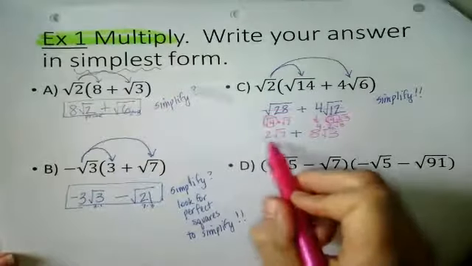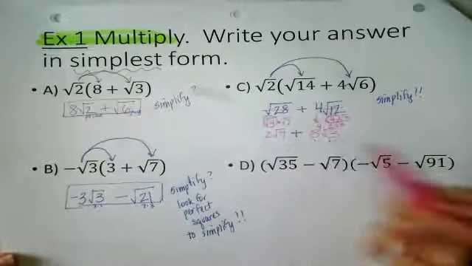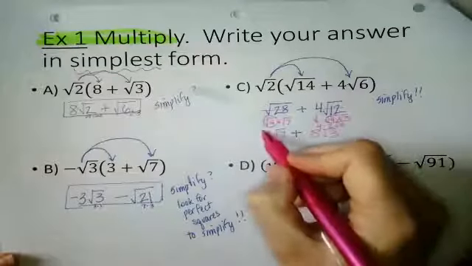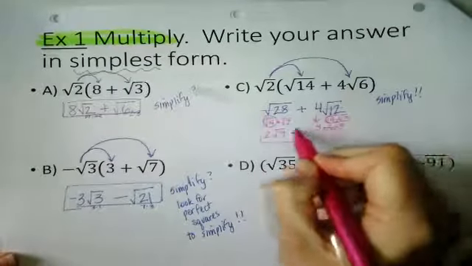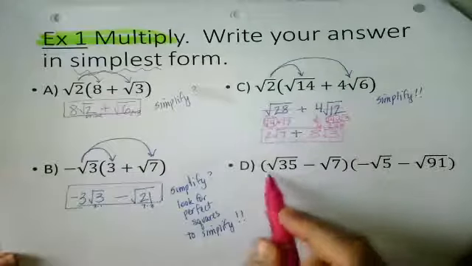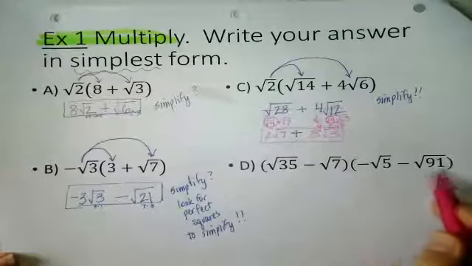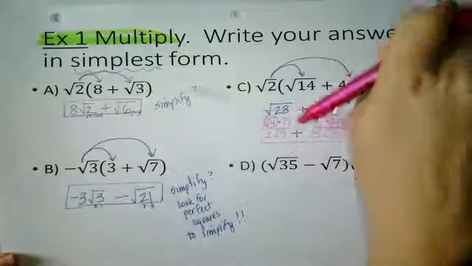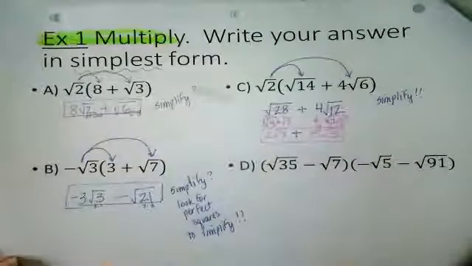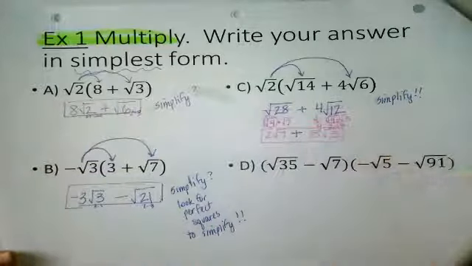And then so we have 2 radical 7 plus 8 radical 3. Can that be simplified at all? No, those are not like radicals, so they just stay like that. Okay. Here we have binomial, 2 terms times 2 terms. Binomial times binomial. So this is going to be that super distribution. So I'm going to start with radical 35.